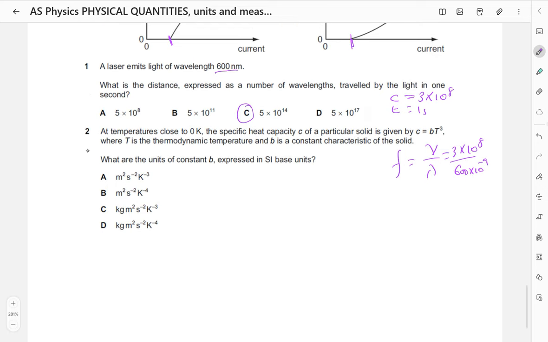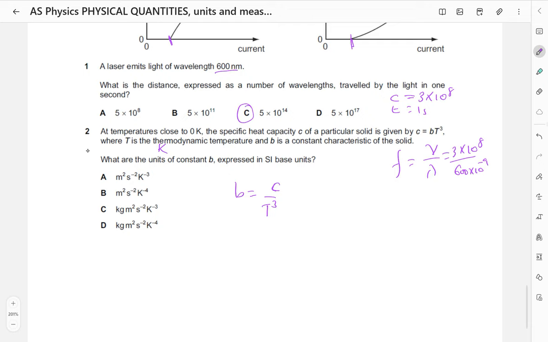At temperatures close to 0 Kelvin, the specific heat capacity C of a particular solid is given by C is equal to BT cubed, where T is the thermodynamic temperature, so it is in Kelvin, and B is a constant characteristic of the solid. What are the units of constant B expressed in SI base units? So B is going to be equal to C divided by T cubed.